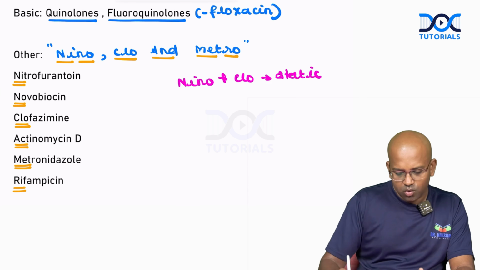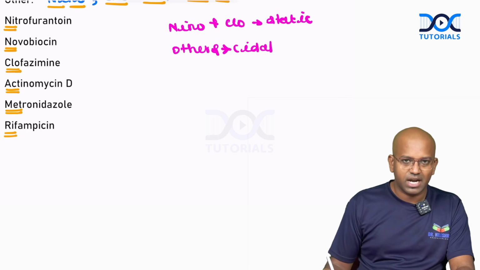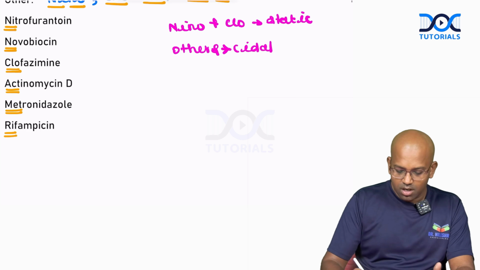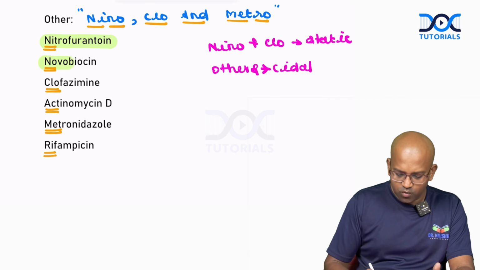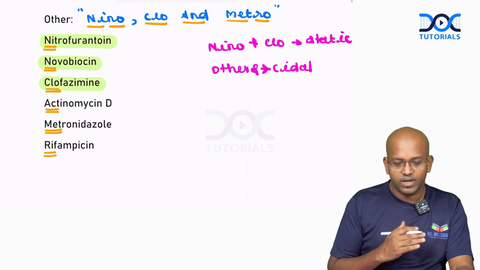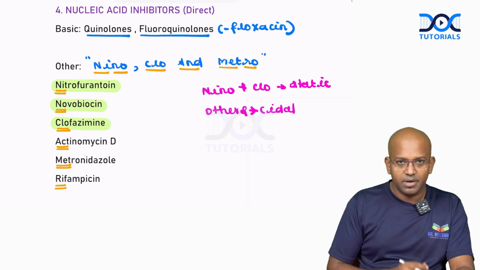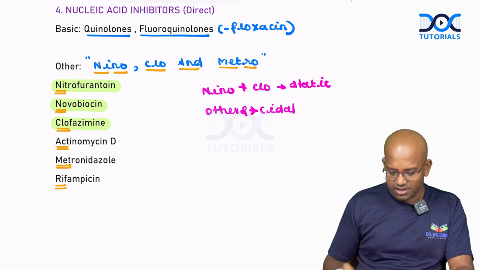Nino and Clo are static, others are cidal agents. So, as far as your drug names are concerned, nitrofurantoin, novobiocin, and clofazimine are bacteriostatic in nature, whereas all the other drugs are bactericidal in nature. Well, that's it about nucleic acid synthesis inhibitors, the directly acting nucleic acid synthesis inhibitors.